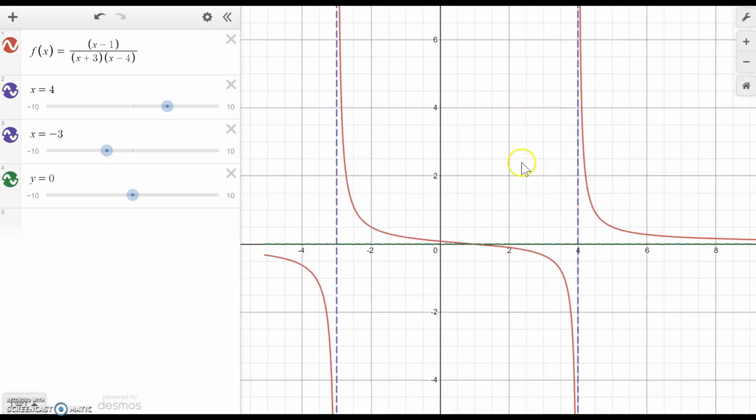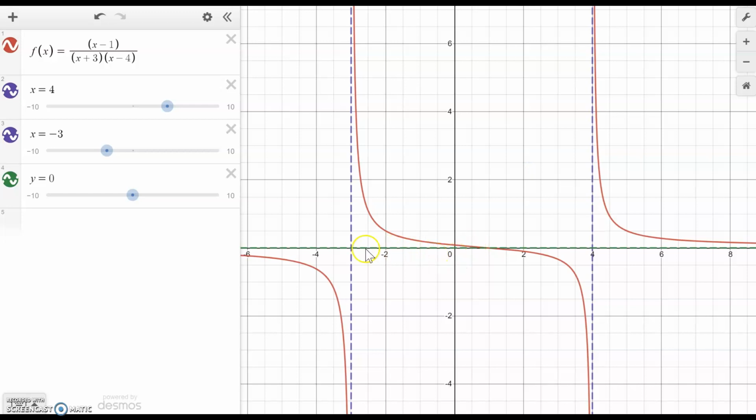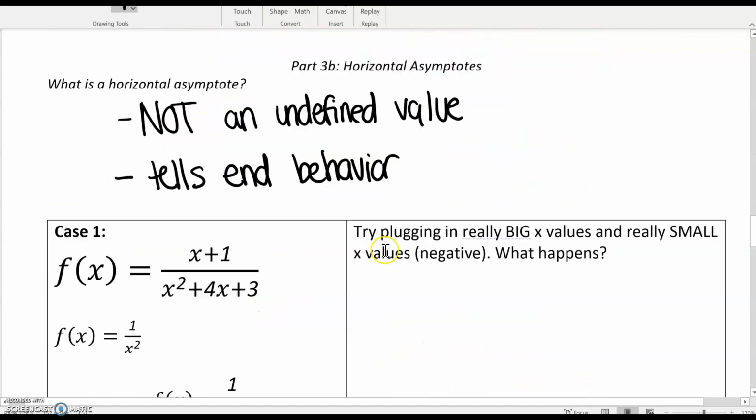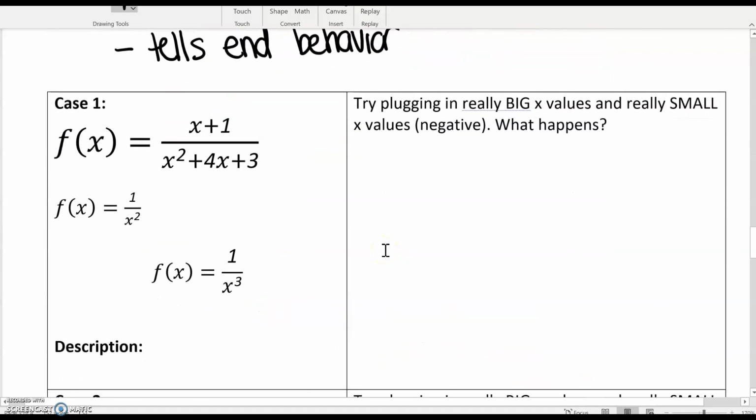And this particular function has a horizontal asymptote at y equals 0. So horizontal lines always have a y equals equation because you're not moving up or down at all. So the y value is remaining the same, but the x value is changing as you move left to right. Okay, review from Algebra 1. Talk to me if you want to talk more about that. Otherwise, how do we actually find the horizontal asymptote value?